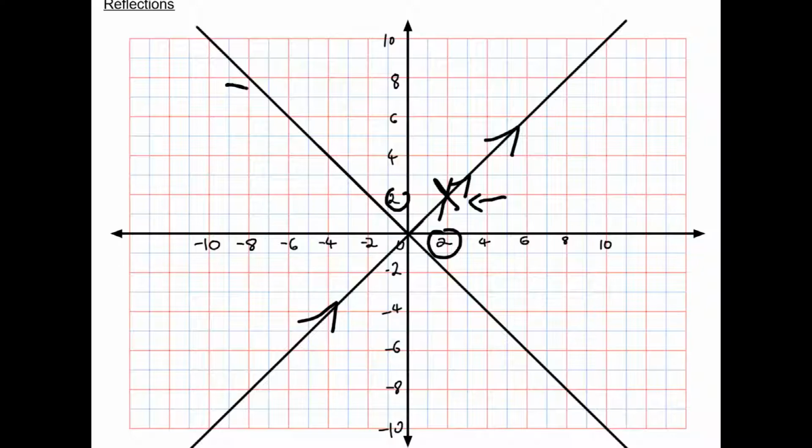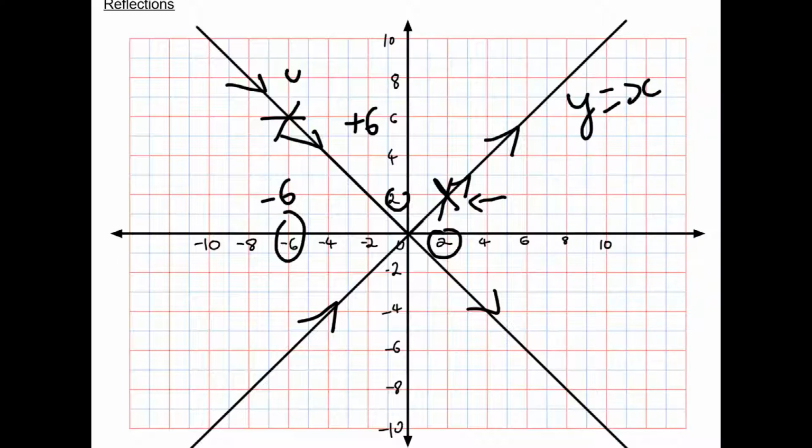This other line, which goes through the origin and slopes downwards, is the line y equals minus x, because whatever the x coordinate is at a point, so if I choose this point here, the x coordinate is minus 6 and the y coordinate is plus 6. So we can see y is equal to minus whatever the x is. So that's the line y equals minus x. So we have y equals x and y equals minus x.